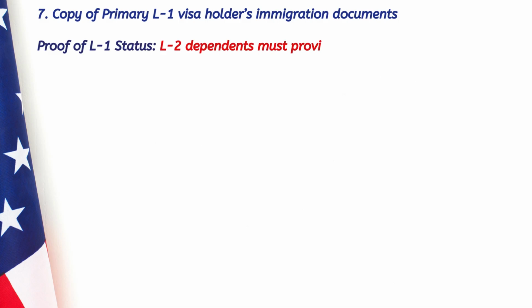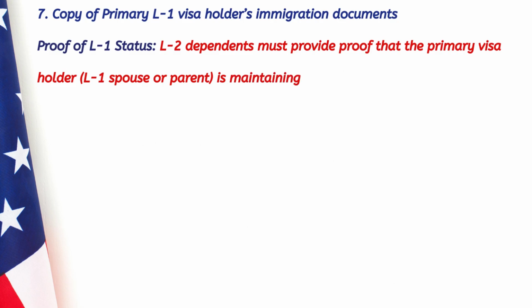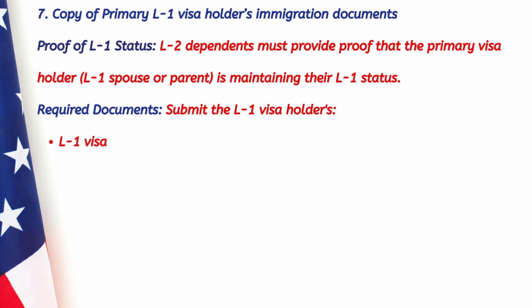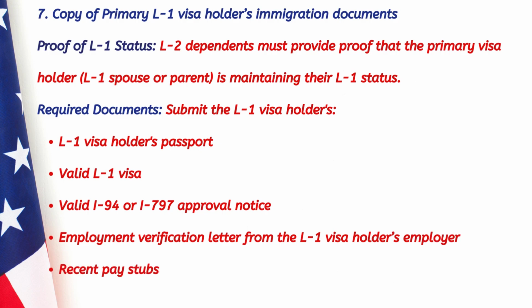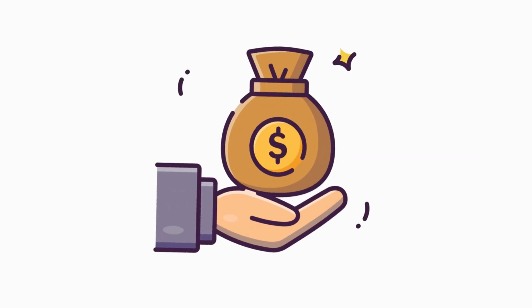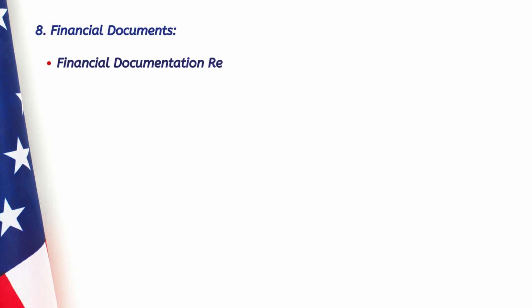Next is copy of primary L-1 visa holders' immigration documents. Now, L-2 dependents must provide proof that the primary visa holder, who could either be the L-1 spouse or parent, is maintaining their L-1 status lawfully. They must provide L-1 visa holders' passport, valid visa, valid I-94 or I-797, and employment verification letter along with recent pay stubs. Number 8, financial documentation.